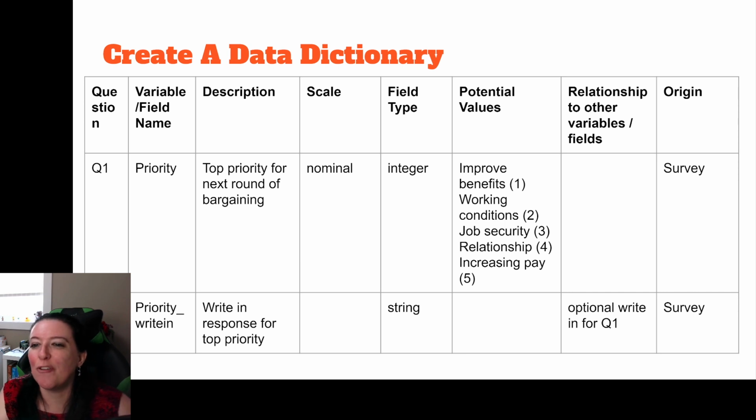We want potential values because this is going to help make analysis quicker when we can identify the different categories, or if we have keyed in the data, we want to be able to do that. And then we want relationships to other variables and origin.